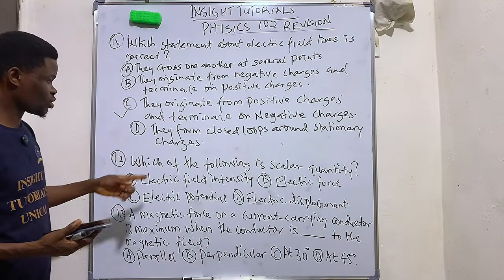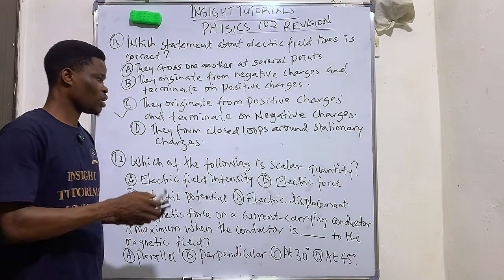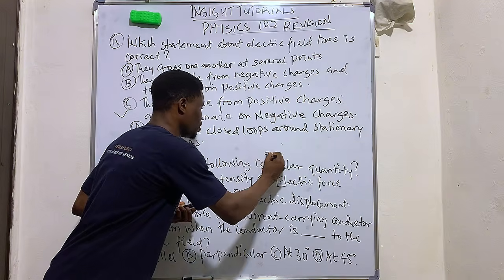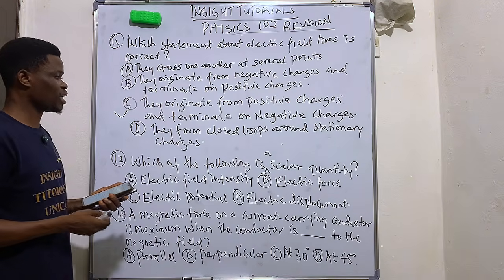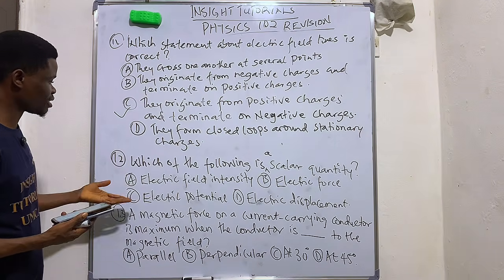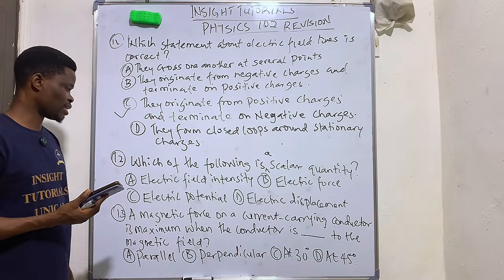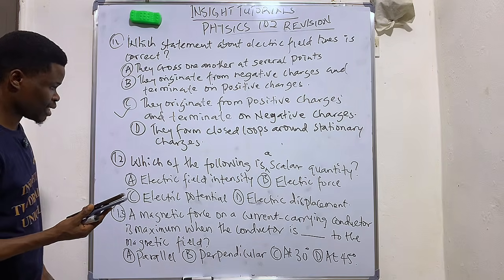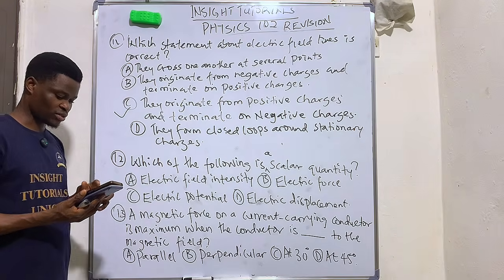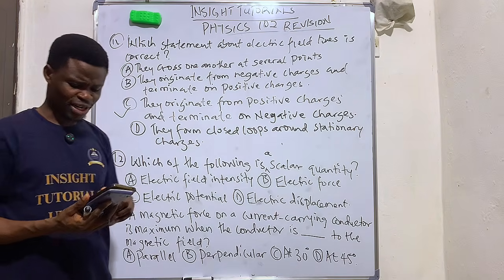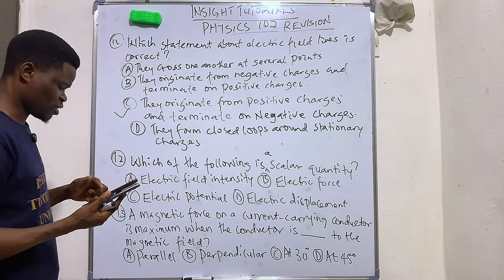All right, next question says, which of the following is a scalar quantity? Let me make a little correction. Which of the following is a scalar quantity? A says electric field intensity, B says electric force, C says electric potential, and D says electric displacement. What do you think is the right option to this question?